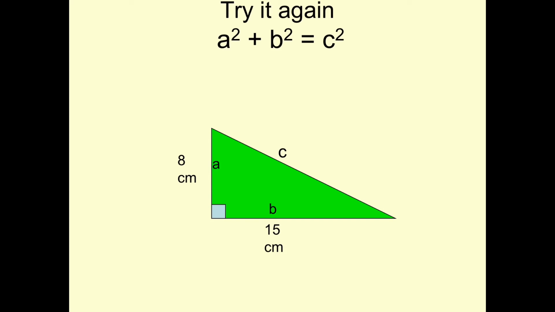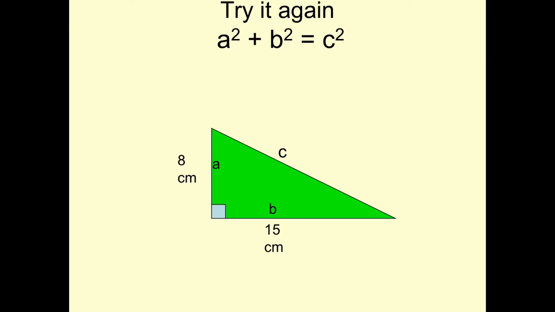Try it one more time. Here we're given two legs again. You know they're the legs because they're connected to the right angle. 8 might be A and 15 might be B. That's the way they're labeled here, but remember, because we're going to wind up adding them, it doesn't matter which is A and which is B because of the commutative property.